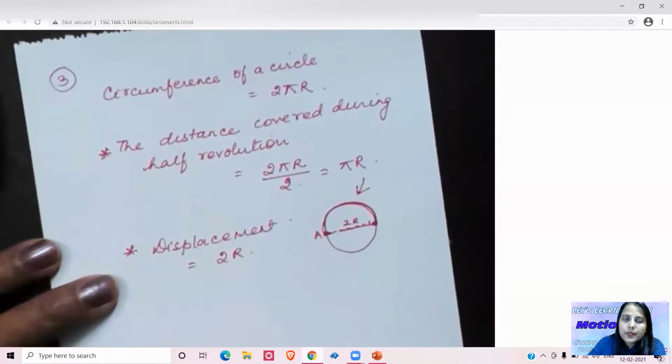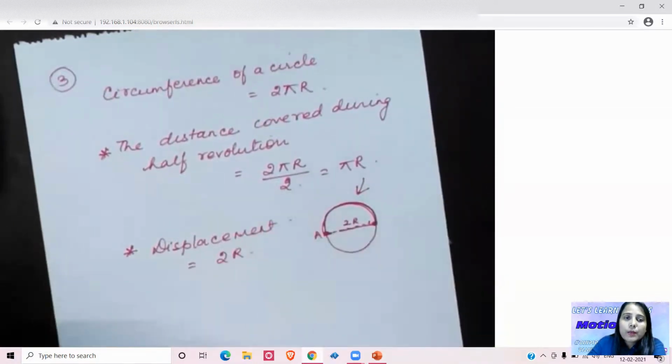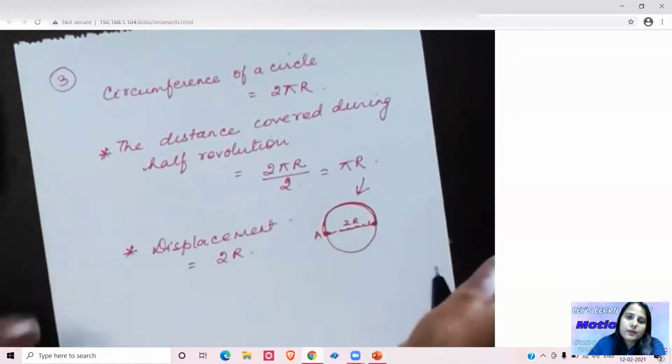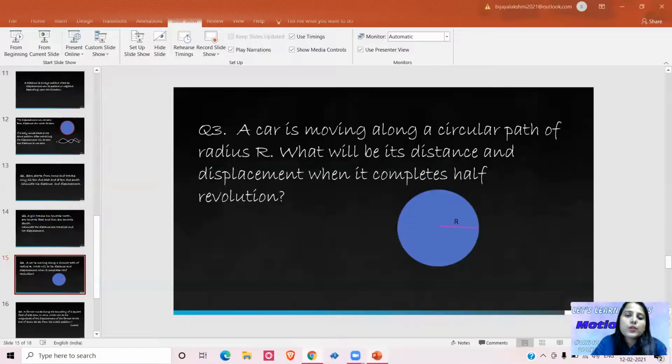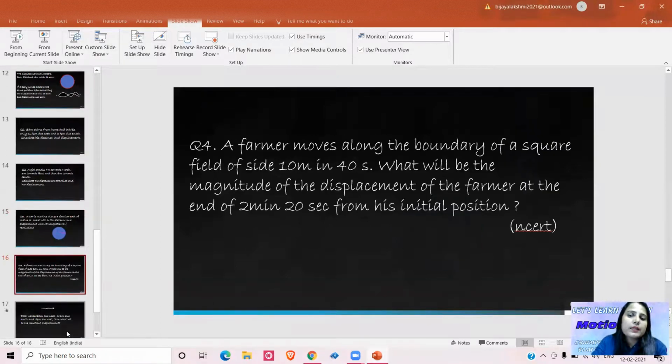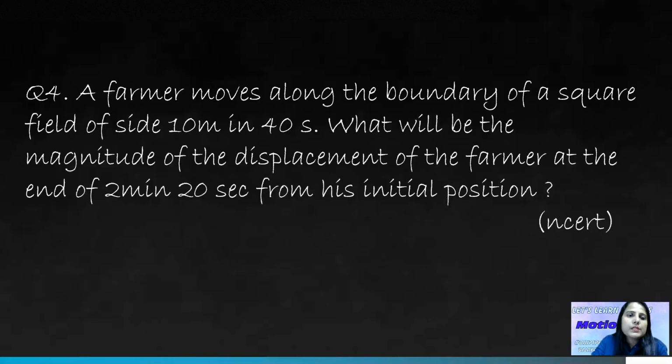Is it clear? So question number 3 is solved here. Now let's move on to the next question, number 4. This question I had taken from the NCERT book. It seemed to be a bit twisted, but it's not that difficult.